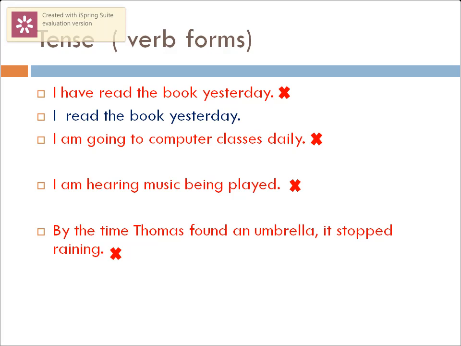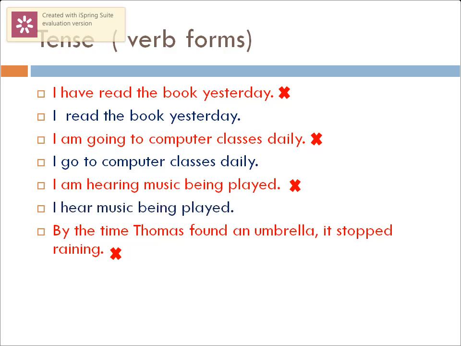I'm going to computer classes daily. Once again, we find daily, a time word which talks about present simple, whereas the verb form is am going, which is present continuous. So the correction has to be I go to computer classes daily. Once again, I'm hearing music being played here. Now, there are some sense verbs like hear, see, smell, taste, which do not have the ing forms. So, the correction would be I hear music being played.